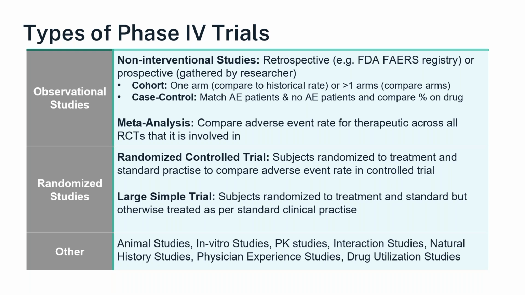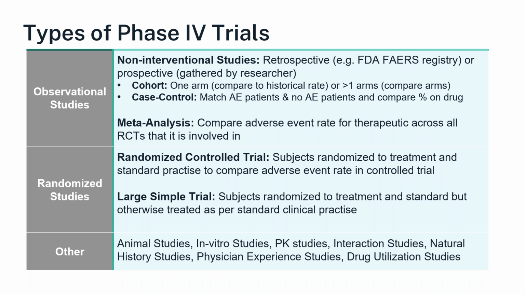Or you might have multiple arms in the sense that you might have a group of people at a given time who were prescribed your therapeutic, but there was another set who were prescribed the standard therapeutic at the time, or a basket of other therapeutics of interest. And you might then compare the adverse event rate between your new therapeutic group and the other group that didn't get the therapeutic of interest. So that's a cohort design.